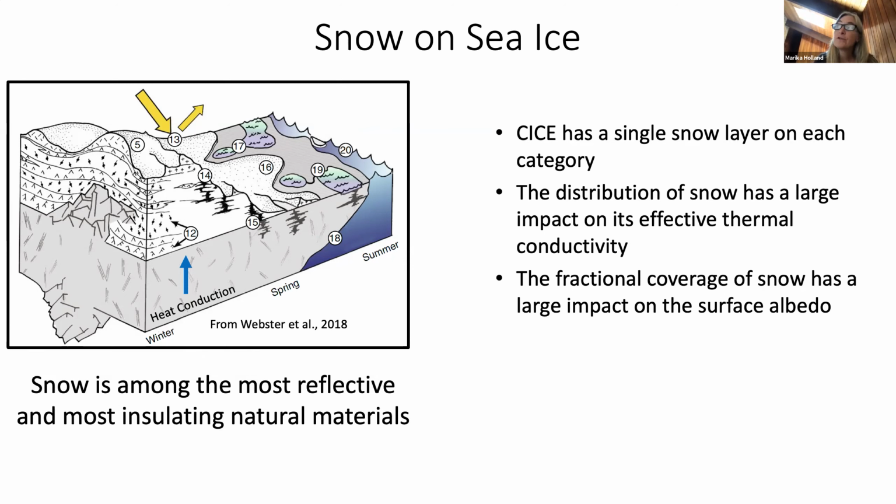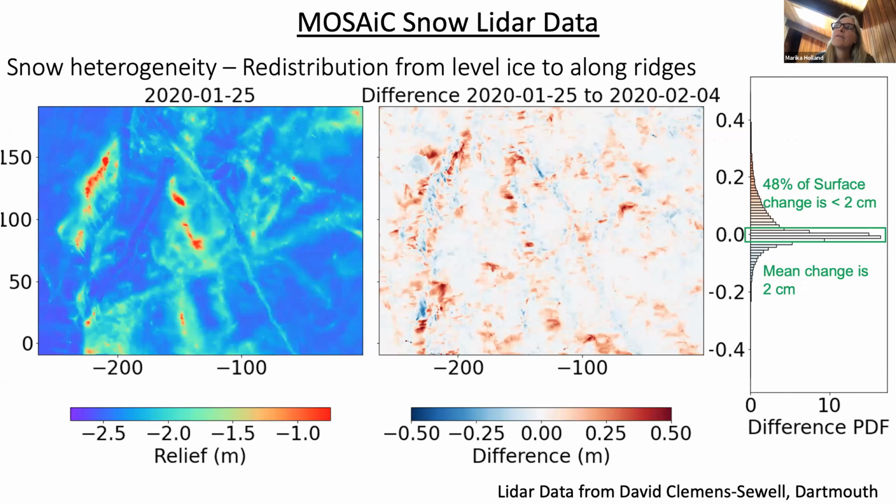The fractional coverage of snow also has a large impact on the surface albedo, and so the melting of the surface at the beginning of the melt season. So these are things that we don't adequately include in the model. And again, we have great observations from MOSAiC that are allowing us to better understand snow heterogeneity, the redistribution of snow, et cetera. So this shows some snow Lidar data.